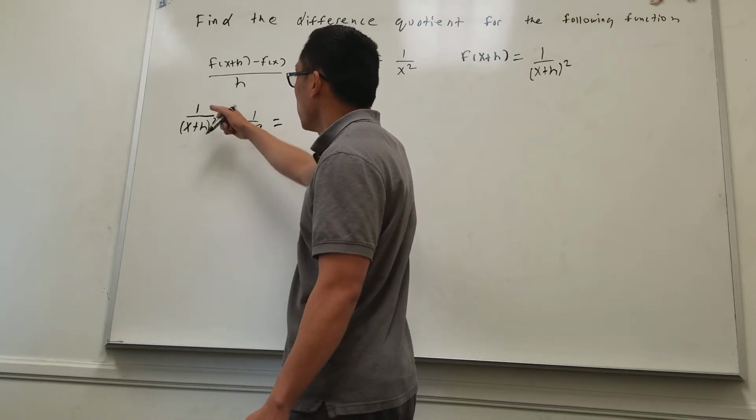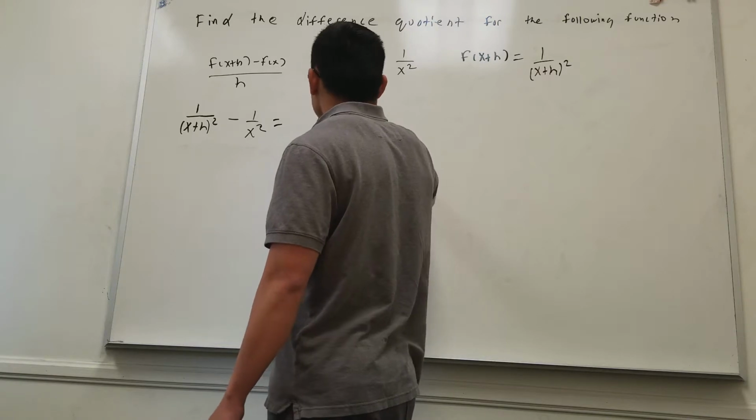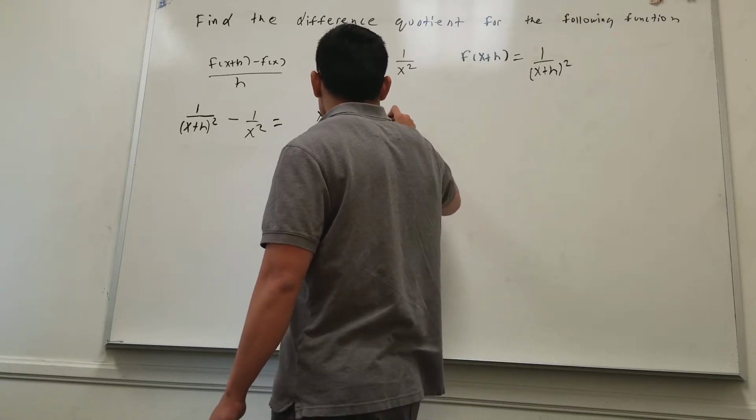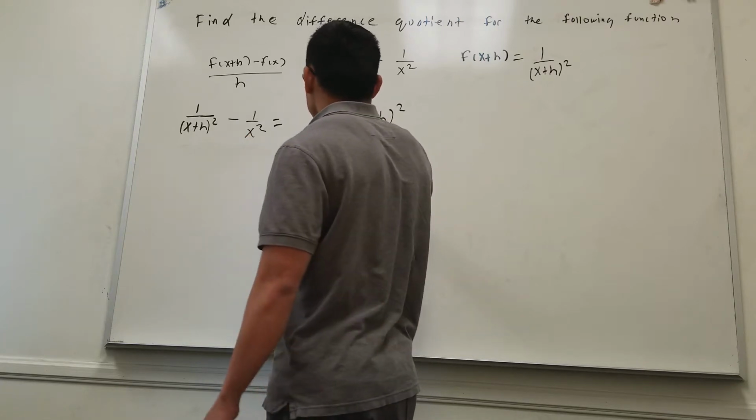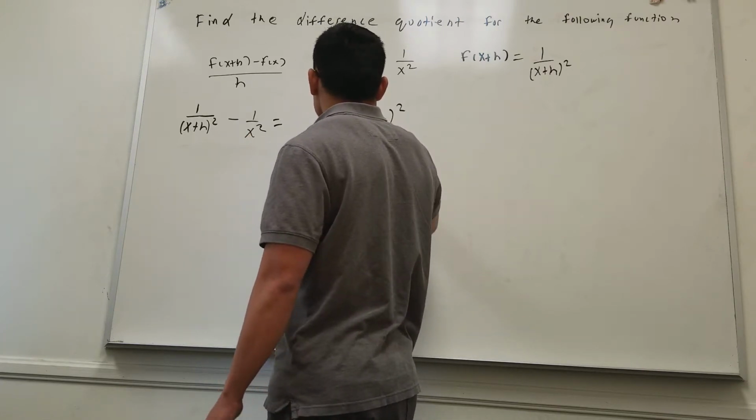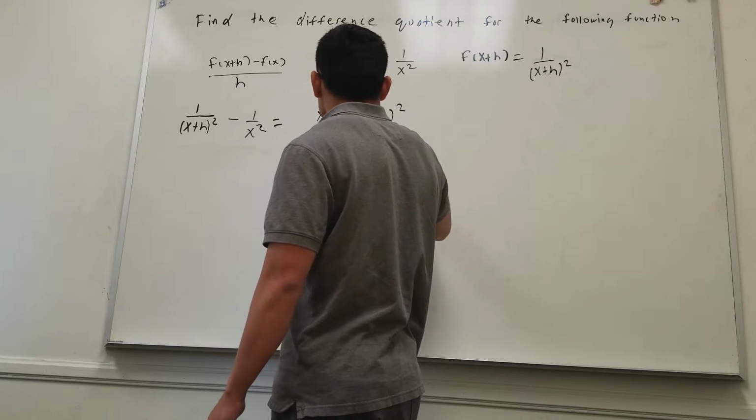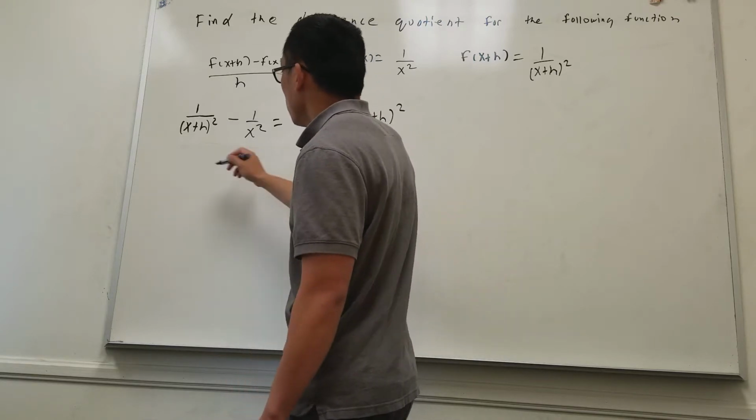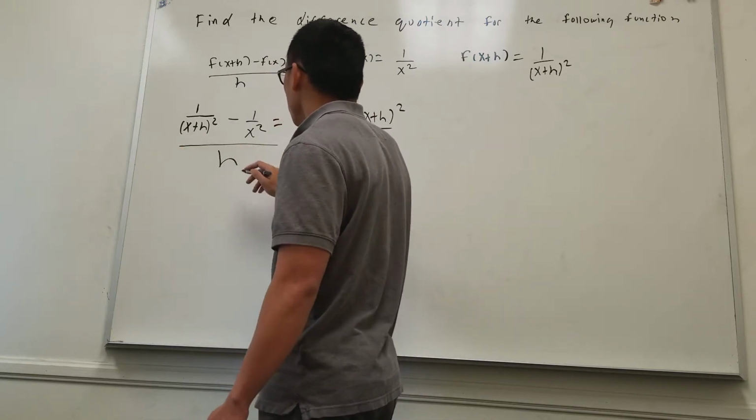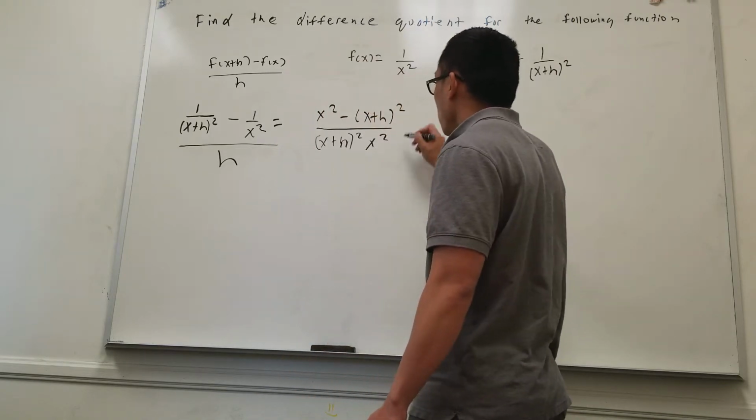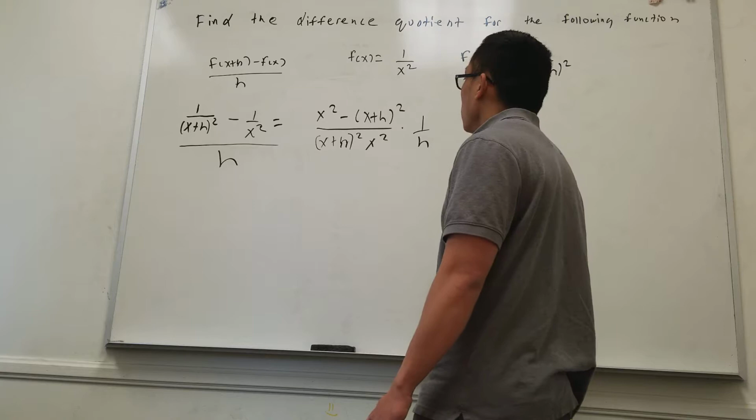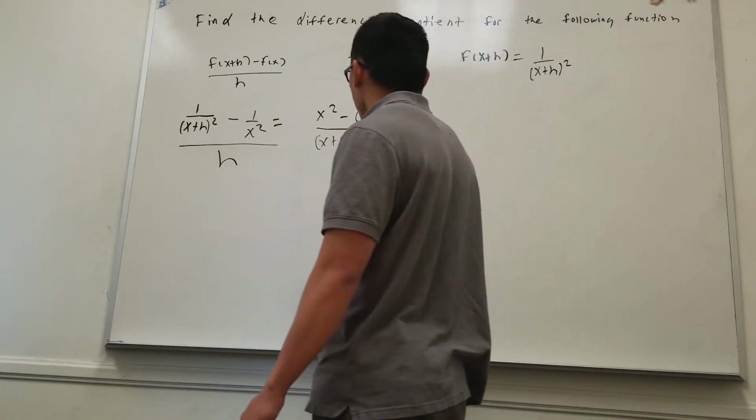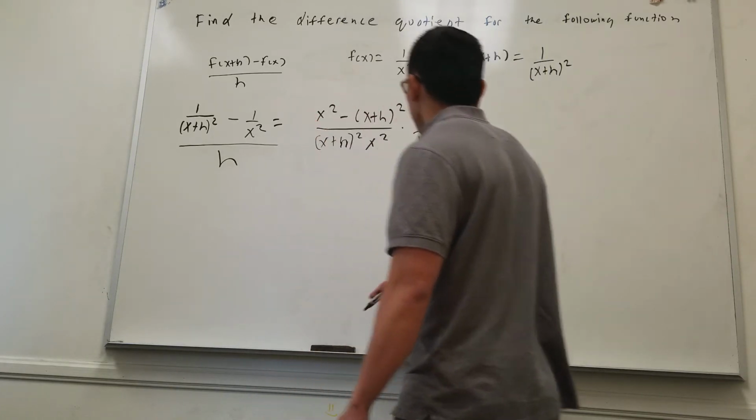So I need to multiply that by x squared minus x plus h squared, all over the LCD, which is x plus h squared, x squared. Okay, so you notice I had an h here. So instead of dividing by h, I can multiply by 1 over h, right? Okay, now what do I do after that?